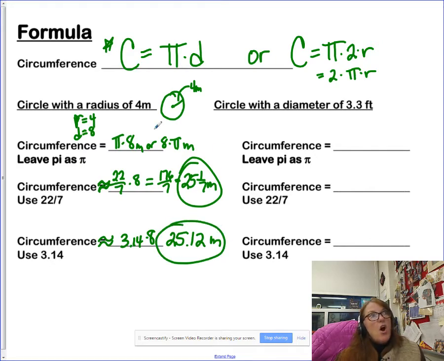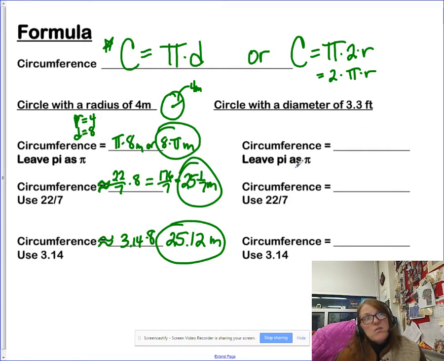Boom. All of these answers, 8 times pi, 25 1/7, 25 12/100, those are all representing this same circumference. It's a length around the circle. It's just a matter of what the directions say and which way they want you to tackle it. Alrighty? Okay, next. Circle with a diameter of 3.3 feet.